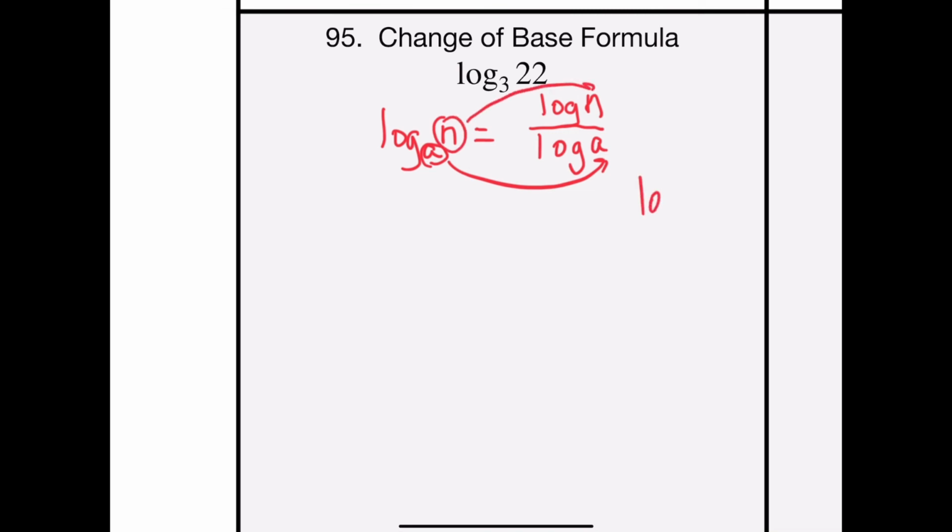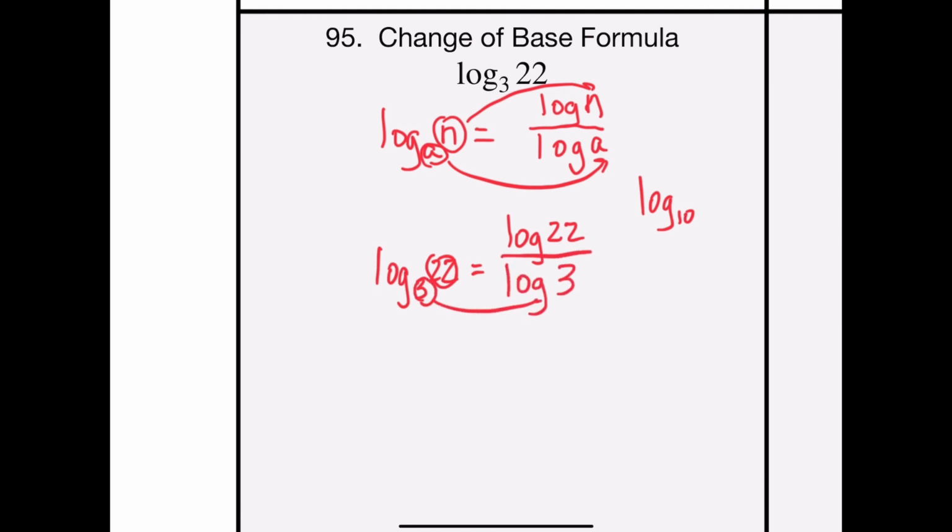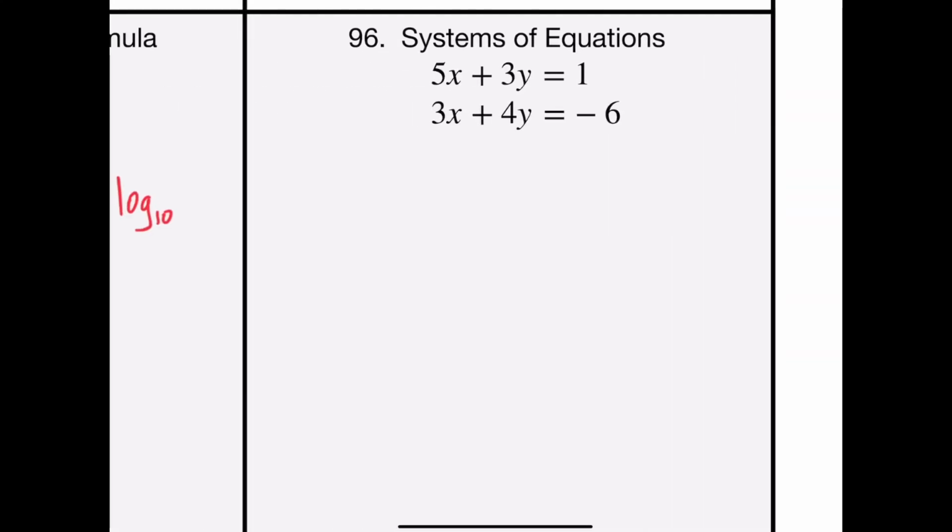So when I don't write a base, if I just write log, it indicates base 10, what's called common log. And so in my formula, log base 3 of 22, I can write with the common log. Common log 22 is going to go on the top part of the ratio. Common log, the base 3, will go on the bottom part of the ratio. And then I could simply punch that into a calculator. Common log 22 divided by common log of 3, if I round that off, is about 2.8136.